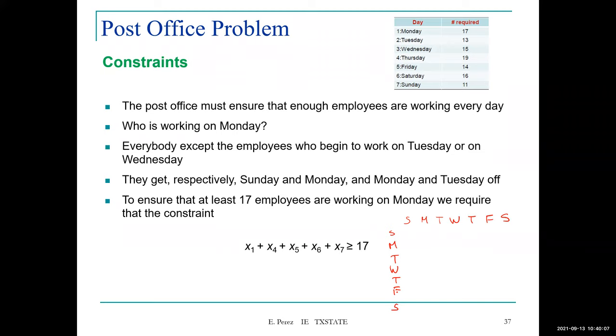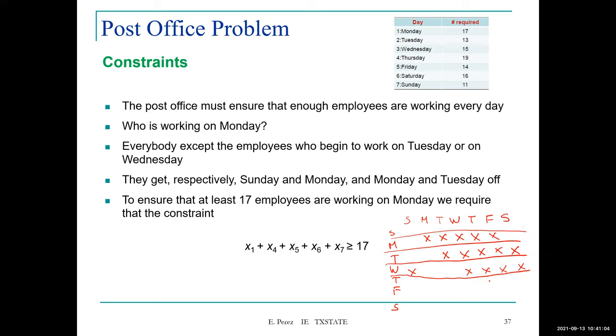So if I start on Monday, I'm working Monday, Tuesday, Wednesday, Thursday, Friday, and then I have Saturday and Sunday off. If I start on Tuesday, I work Tuesday, Wednesday, Thursday, Friday, and Saturday, and I have Sunday and Monday off. Start on Wednesday, I work this, this, this, this, and this, and I have Monday and Tuesday off, right? Let's see.